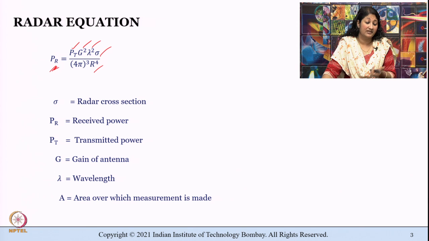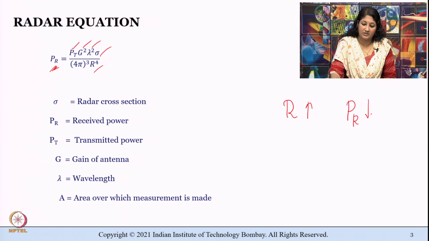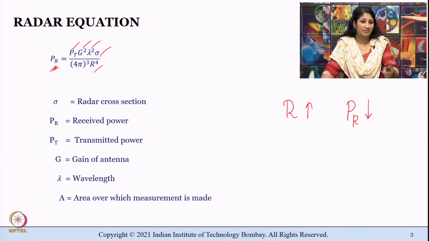Now looking at the equation in front of you, you can easily tell me that as the range increases, the signal drops. You can directly estimate it by looking at the equation, which means if we triple the range, that is, range is nothing but the distance from the satellite to the radar.